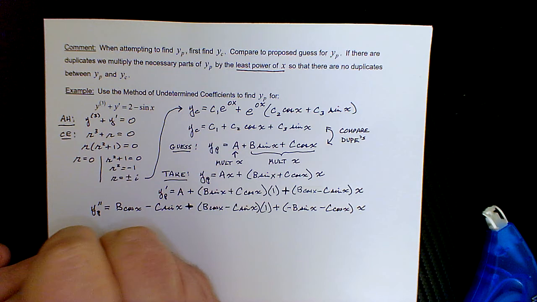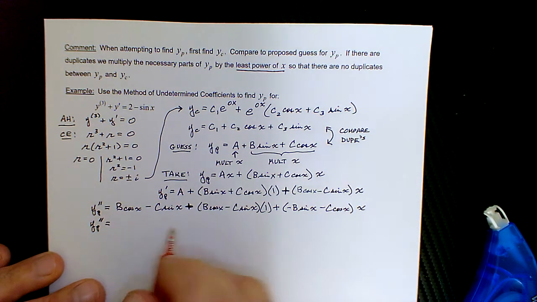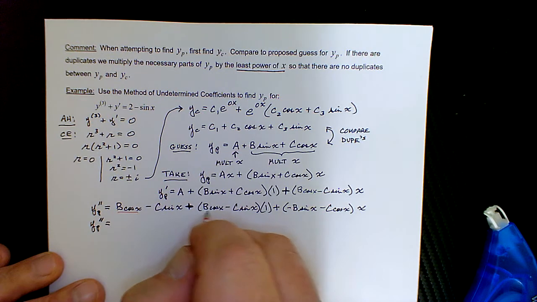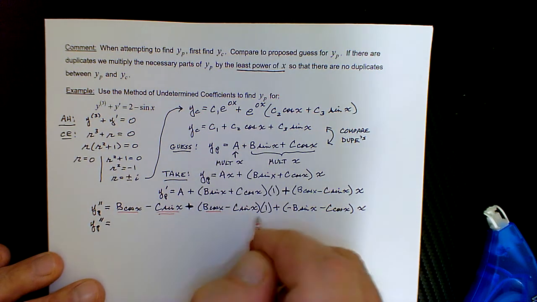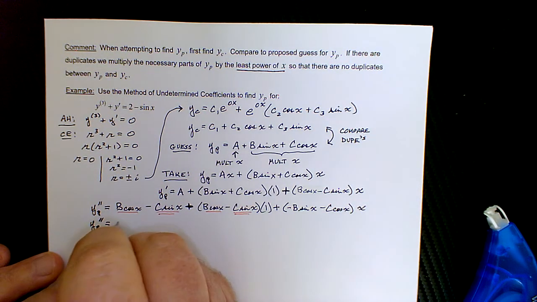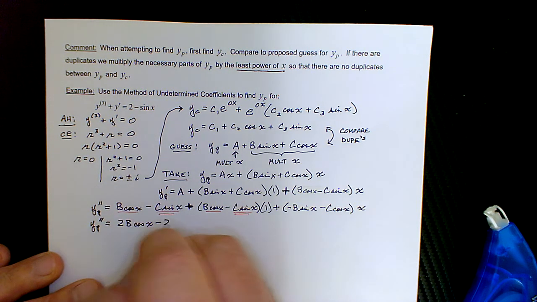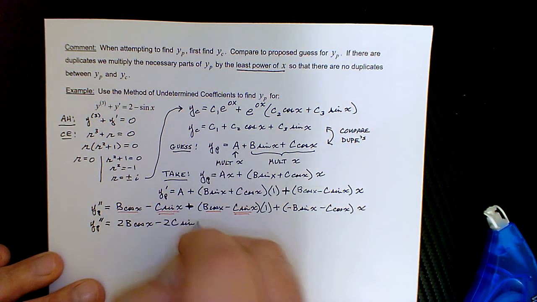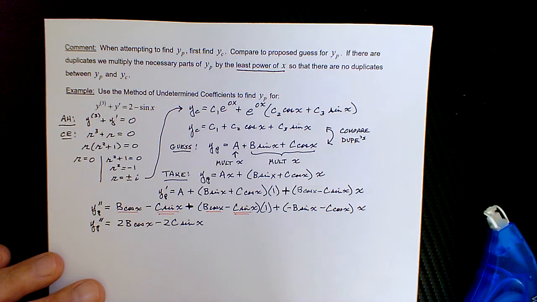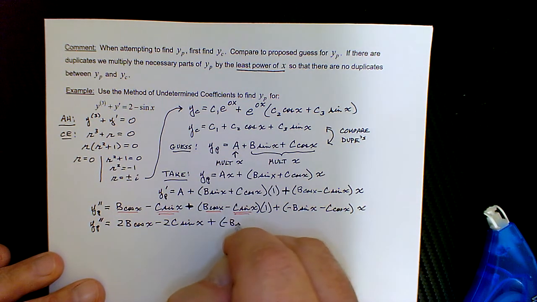And then I think we can probably combine some things here, in particular, the b cosines and the c sines. So we've got positive 2b cosine x minus 2c sine of x, and then this next term, just recopied.